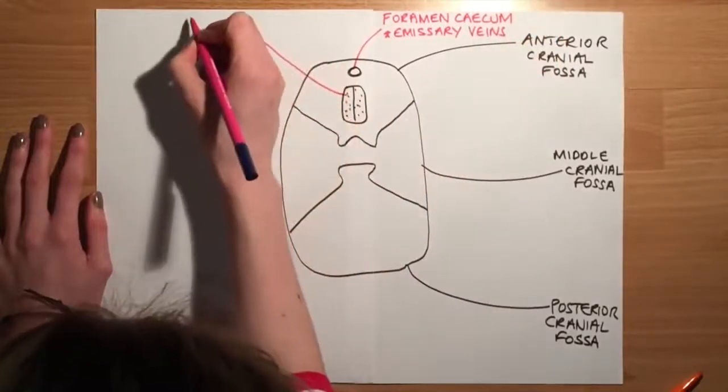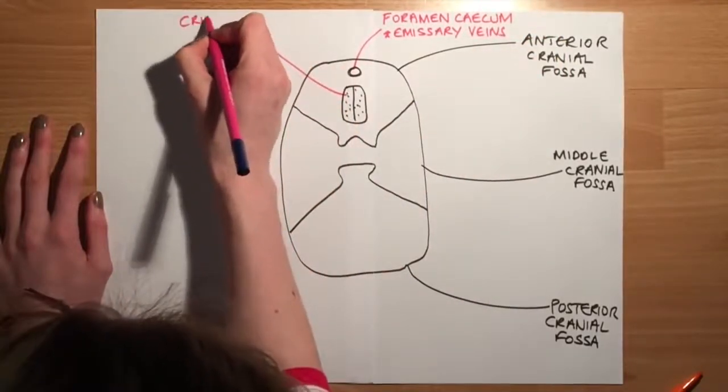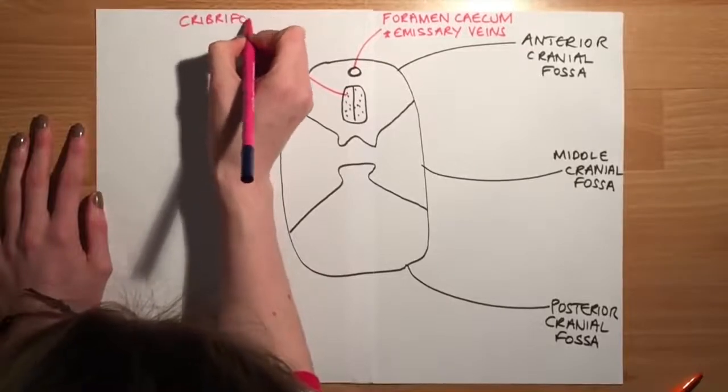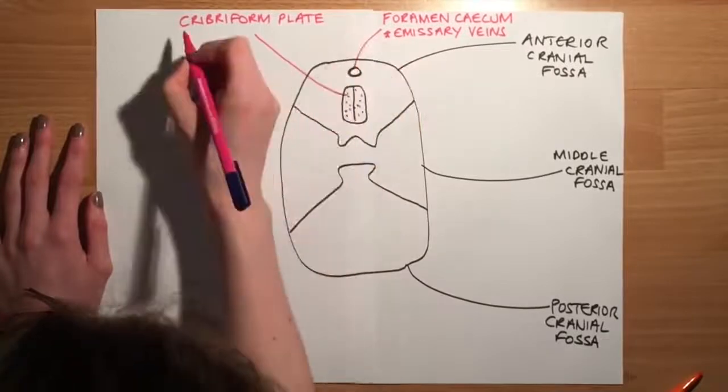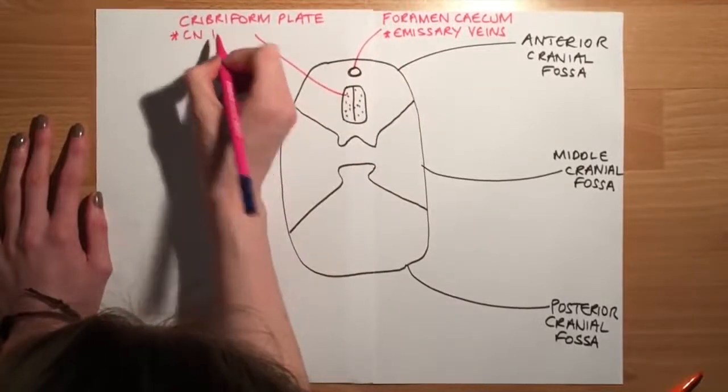Next, we're going to focus on the cribriform plate, which contains foramina which transmits the sensory nerve fibres from the nasal mucosa, transmitting smell to the olfactory bulb of cranial nerve 1.